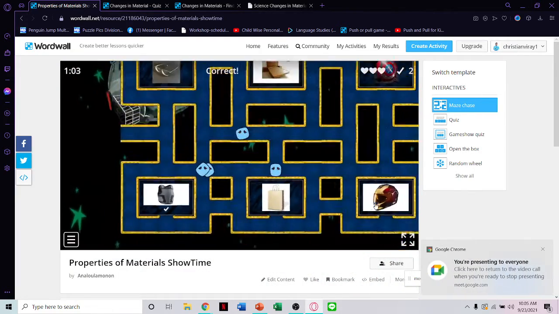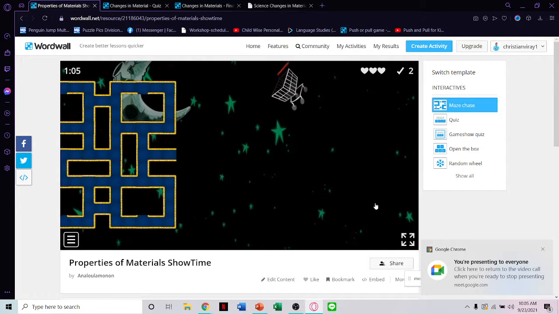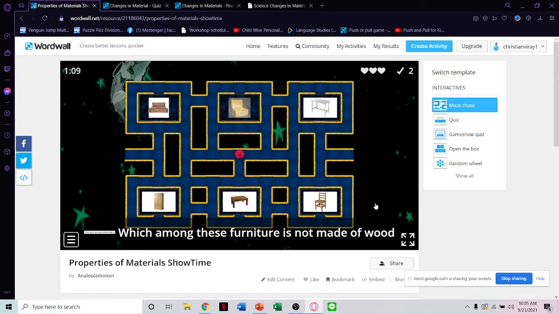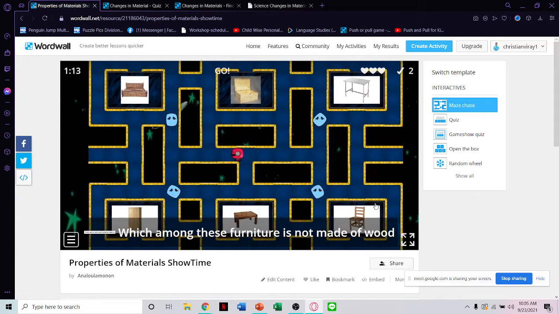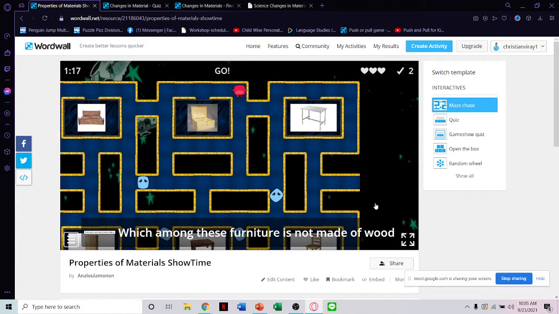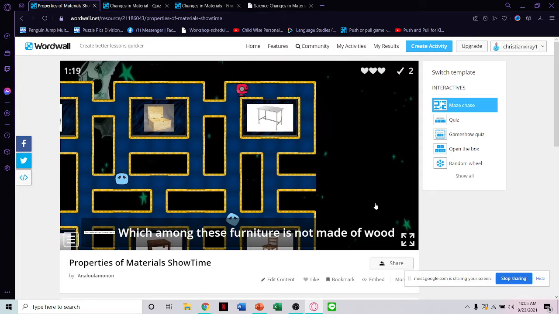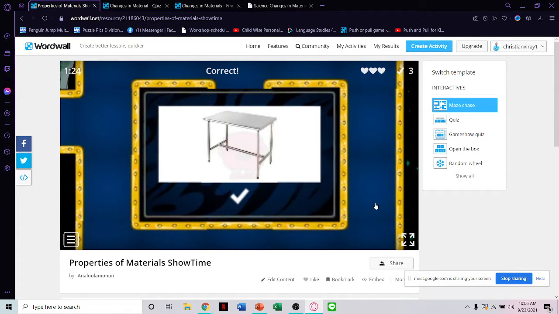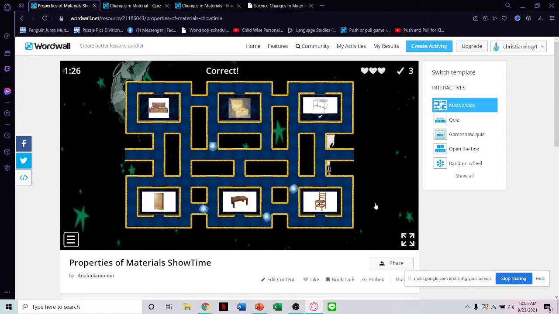Next. Which among this furniture is not made of wood? Which one is not wood? Can you tell? This one is not made of wood. It's a metal table. It's metal. Metal, yes.